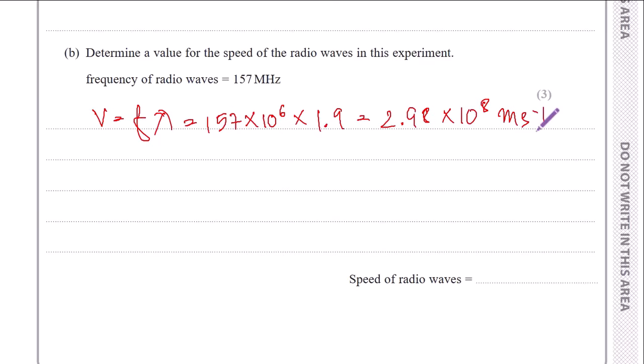And even though this is not a show-that question, you can say with certainty that this is the right answer, because when you're dealing with radio waves, you have to understand these are electromagnetic waves, and all electromagnetic waves have the same speed of around 3 times 10 to the power 8. So 2.98 is very close to 3 times 10 to the power 8.